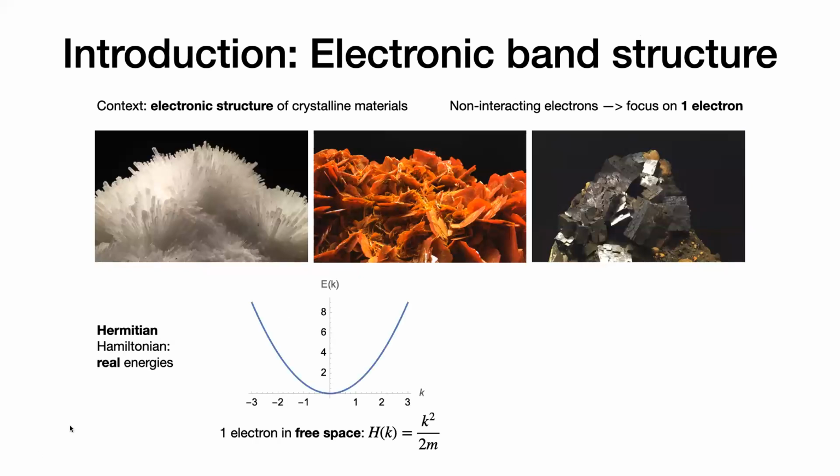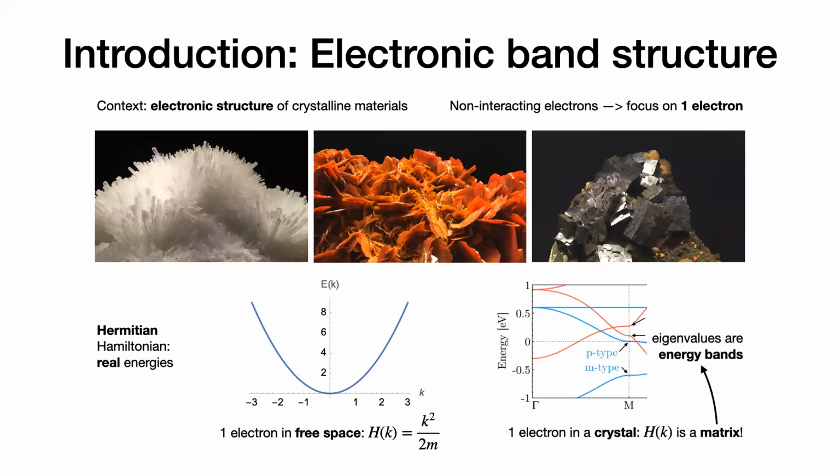So in a Hermitian Hamiltonian, you have real energies. For instance, for just a single electron in free space, you would have a simple dispersion relation. It goes like k squared over 2m, where k is crystal momentum. I'm using the condensed matter convention of labeling momentum as k. And in a crystal, things get a bit more complicated than in free space because now your Hamiltonian is a matrix, right? And we've seen many examples of these matrices already. These are tight binding models, and they have a certain number of bands. So if you have a matrix H of k, you need to diagonalize it to get the band structure.